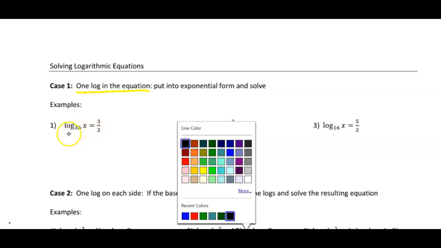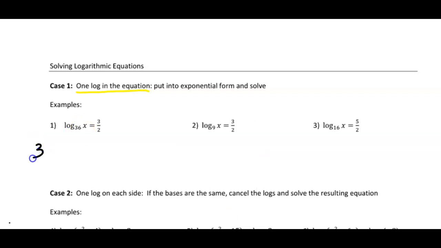So if you don't have a log on both sides, just a log on one side, we're going to go ahead and just put this in exponential form. Okay, so 36 to the 3 halves equals x.